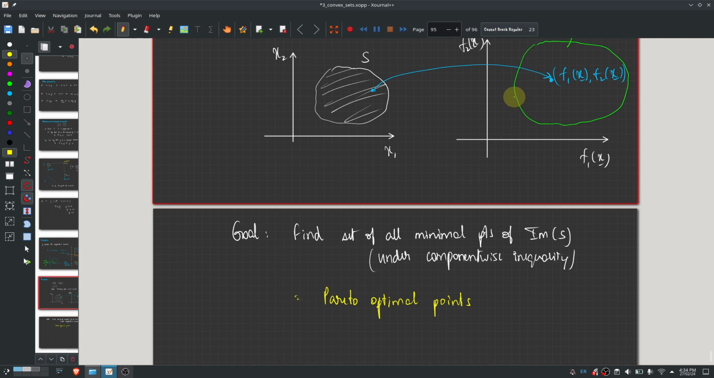So in this case, the set of all minimal points would look something like this. Sure, you could also define with respect to maximal, but think about it, maximal with respect to one cone would just be minimal with respect to another. So basically you take K, the set of all minimal points with respect to K would be the set of all maximal points with respect to minus K.